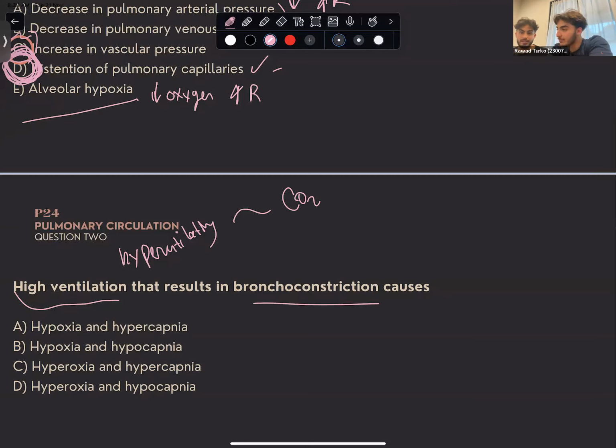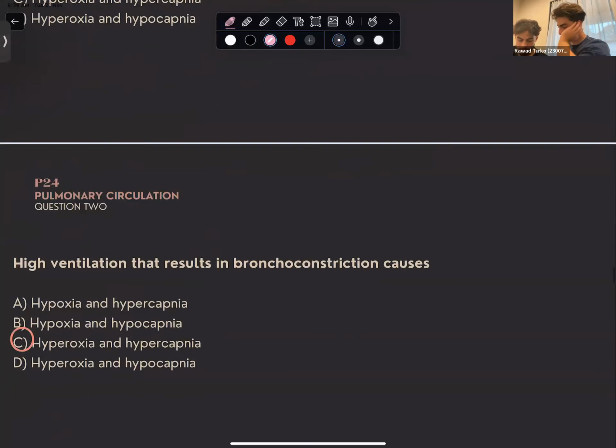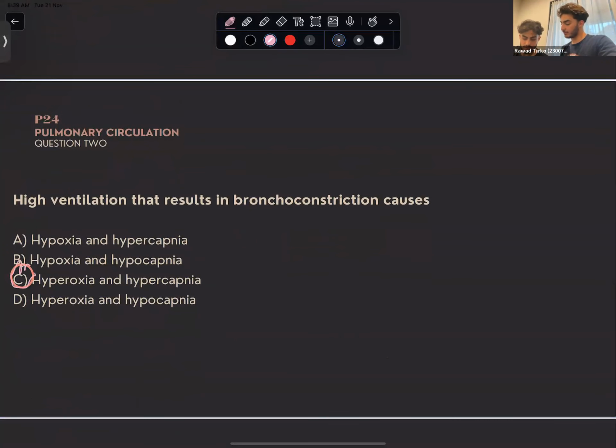So when we're hyperventilating, that means we have low CO2. That means we are dealing with hypocapnia here to begin with. And since we're dealing with hypocapnia, we'd also be dealing with hyperoxia. Here I put, so the answer here would be, it's not C actually. Again, it's D, as you guys said.